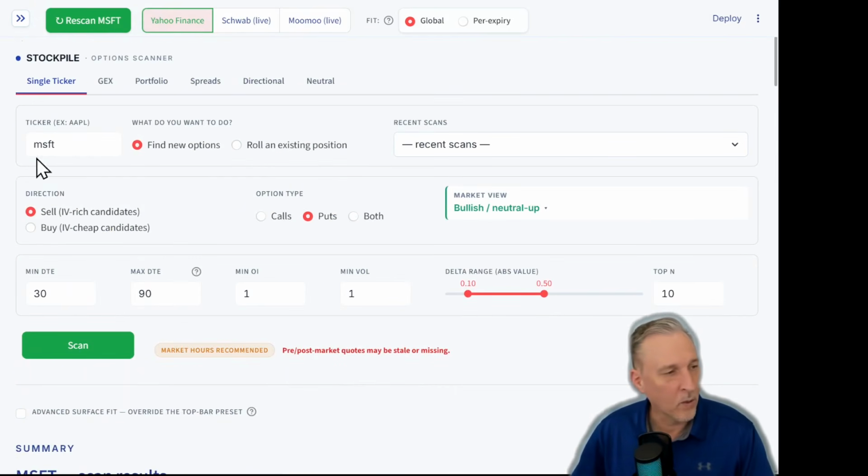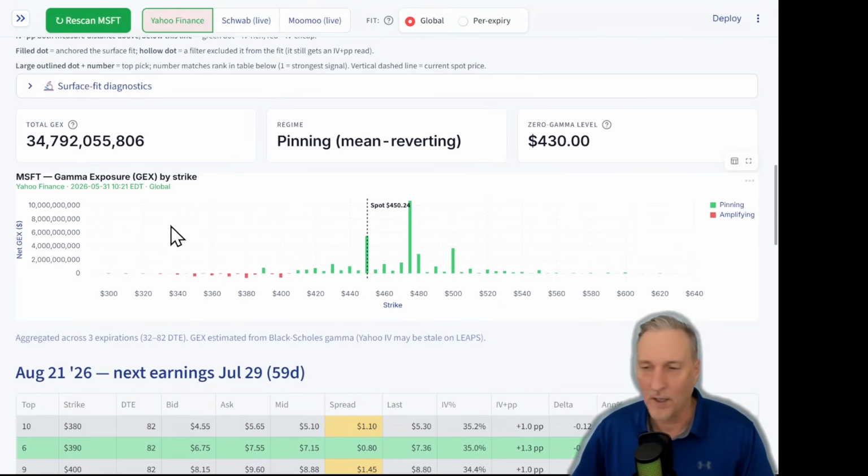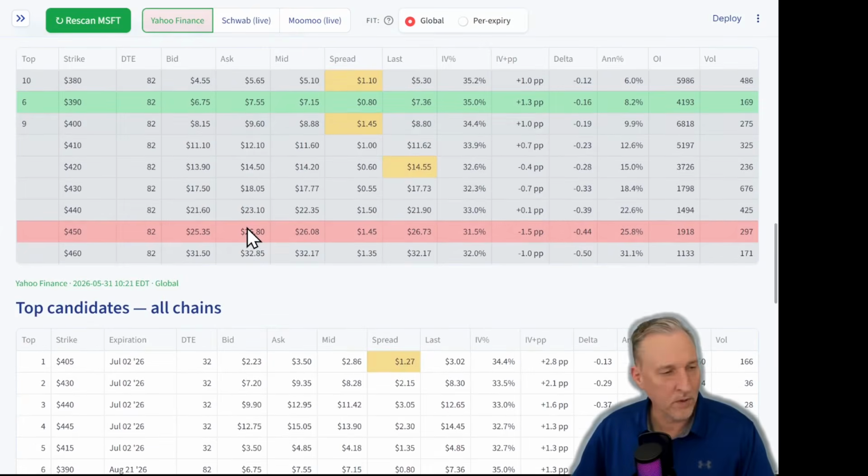You can put a stock or an index here, like SPY. Gives you the chart we just saw. It gives you a GEX summary, so you can see where the underlying price may have some resistance. These tables summarize what was on the chart we just saw.